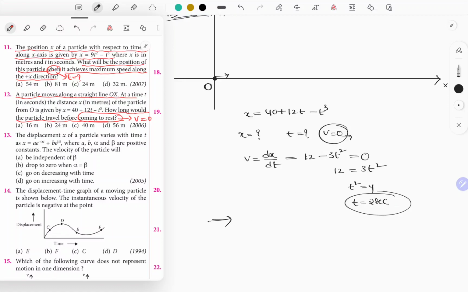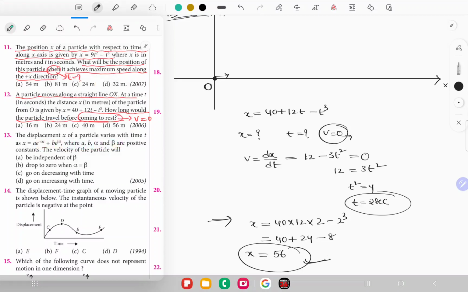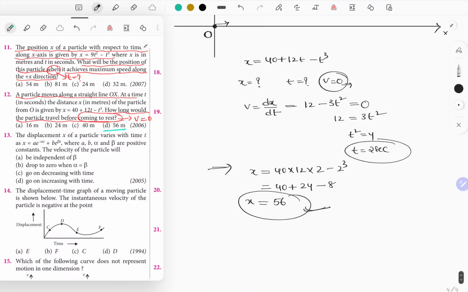Let me substitute this time value in the given equation. That is, x is equal to 40 plus 12 into 2 minus 2 cube. 2 cube is going to be 8. So, which is equal to 40 plus 12 twos are 24 minus 8. 24 minus 8 is going to be 16. 16 plus 40, it is going to be 56. The answer that I got is 56. Is there any option? Yes, there is an option. Option D is there.